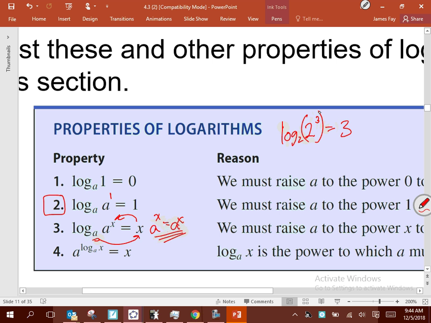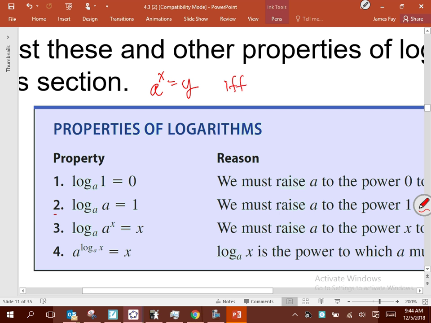It's kind of a form-fitting thing. I take my 2, that's my base. I have to raise that 2 so that I get 2 to the third. So what has to go here so that I can get this 2 to the third? Obviously it has to be a 3, right? So that 3 is what we're putting there. The last one is a little bit trickier, I think, because again, it's going from this format, a to the x equals y, if and only if log base a of x equals y. I got that back.